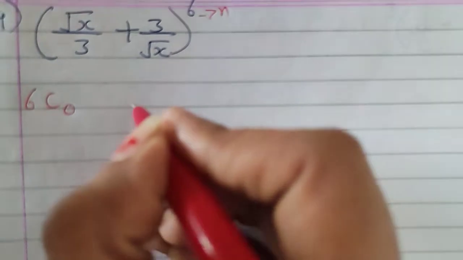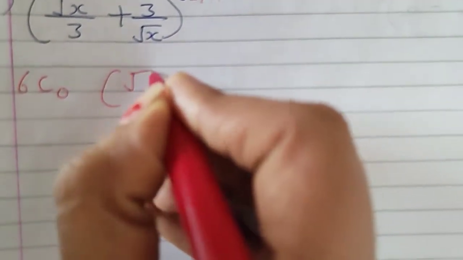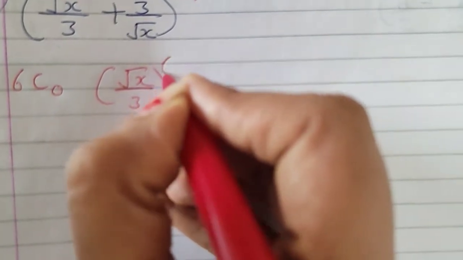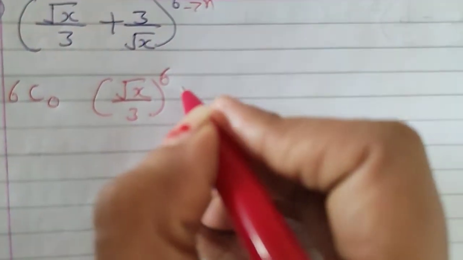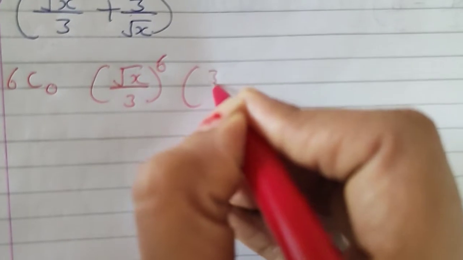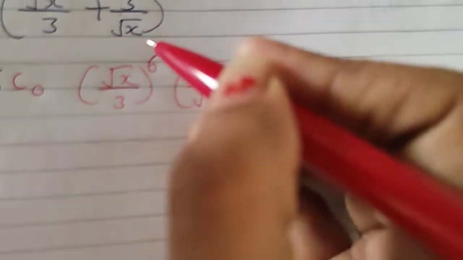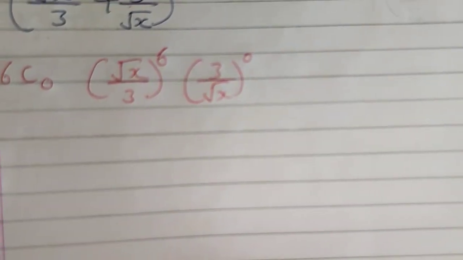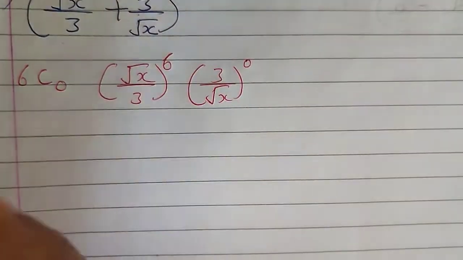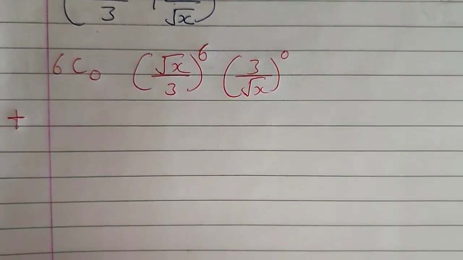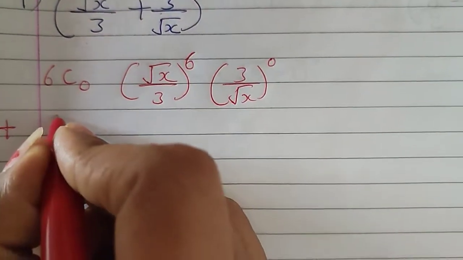So starting with 6C0 (root x upon 3) whole raised to 6 and (3 upon root x) whole raised to 0. Now as always, this will go in decreasing order and this one will go in increasing order. So plus sign is there, so everywhere it will come plus.